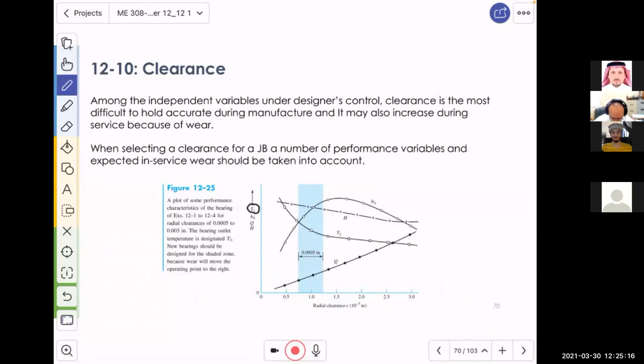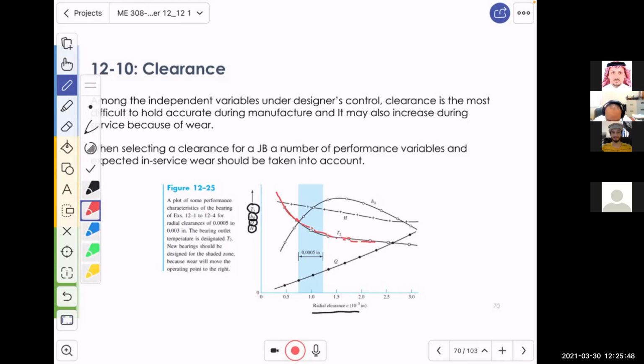Look, the temperature, H0, Q, and H. Each one has a curve. And as you see, this is the radial clearance. As the clearance goes up, things change. For example, if the clearance is too tight, you will have a spike in the temperature. But if you make the clearance a bit bigger, the temperature will decrease, because that area becomes a little bit bigger and things don't get squished.